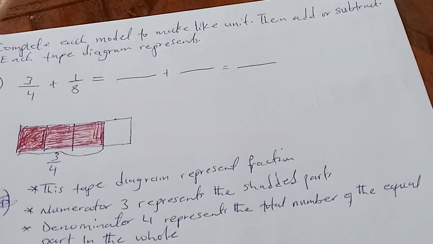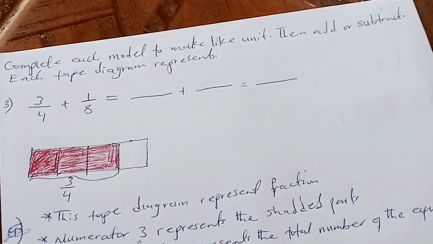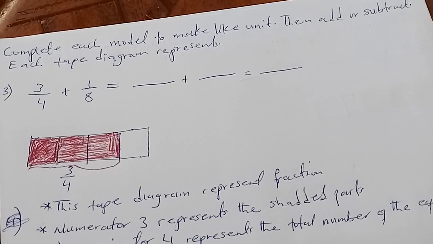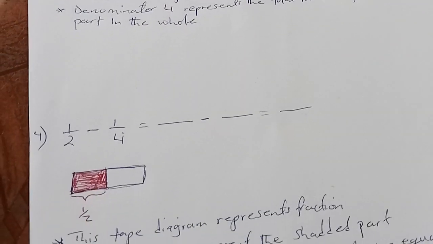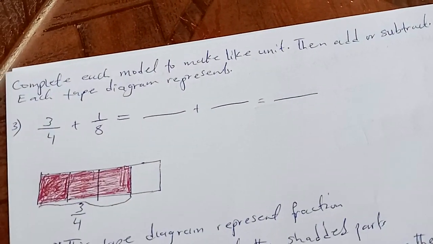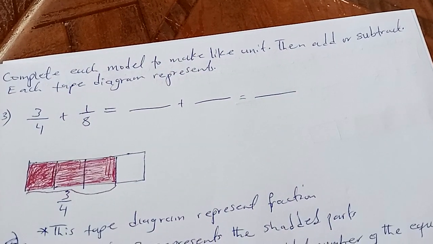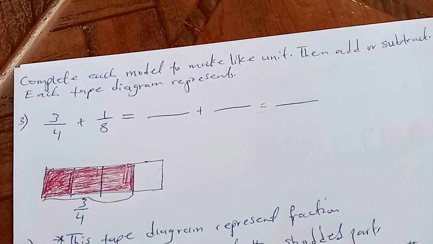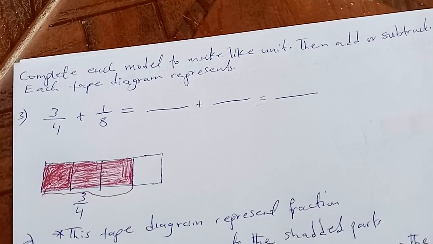Welcome back to question number 3. This question says, complete each model to make like unit. You're going to complete each model. This is model 1 and this is model 2. On the first one, it says complete each model to make like unit. The next one says add or subtract. And the next one says each tape diagram represents, and you want to know what it represents.